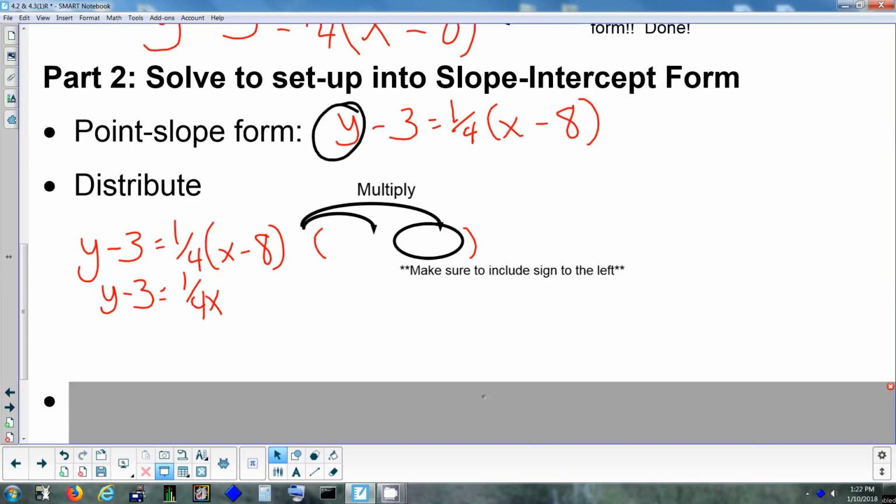All right, now, someone's not raising their hand. What's the next thing I'm going to distribute? Joe? Well, why don't you put the 3 on the other side? So you add 3. No, I'm not done yet. I distributed the 1/4 times the x. Joe, stop jumping ahead. Oh, you have to distribute the 1/4 to the 8, isn't it? Careful, the 1/4 to the negative 8, right? Be careful what sign's there.